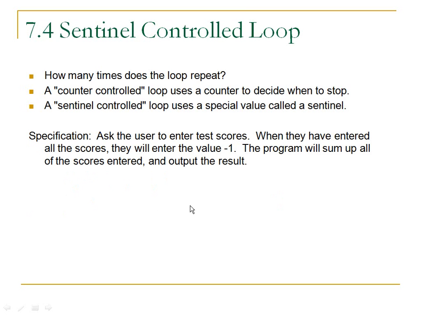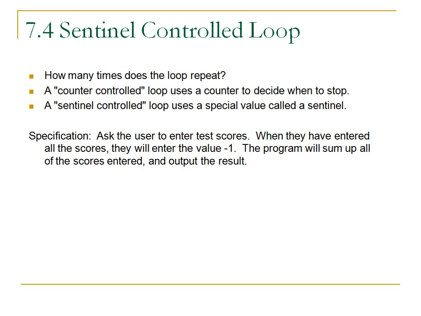So I want to talk about a Sentinel controlled loop. This is as opposed to a counter controlled loop. In the previous examples, we looked at loops where a counter variable would decide when we should stop. And a Sentinel controlled loop uses a specific value called a Sentinel, and the Sentinel value is not data.